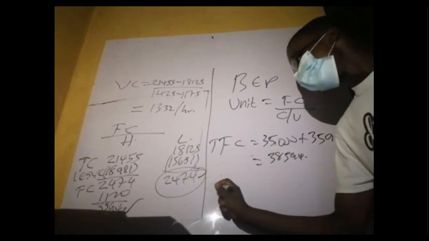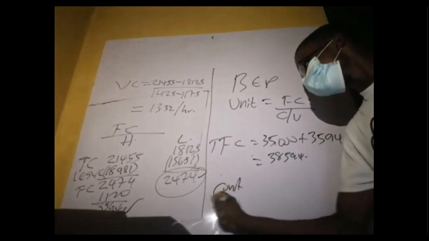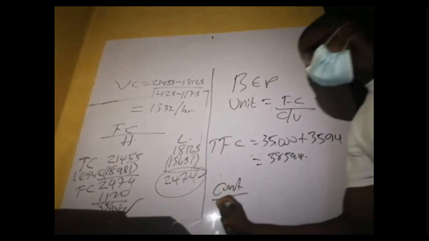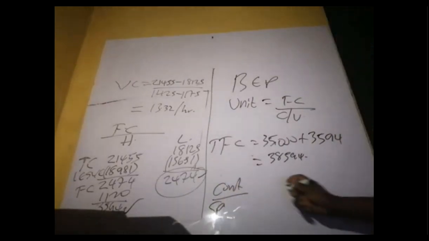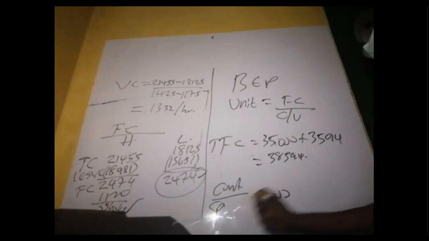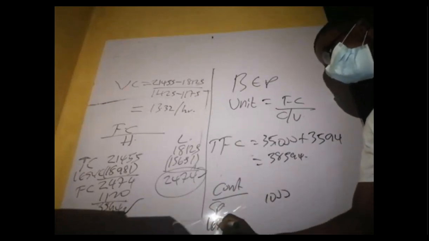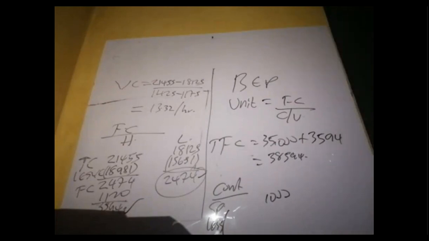Let's start the calculation of the contribution. What's the selling price? It's 1,000 cedis, less the variable cost, the variable cost in brackets.